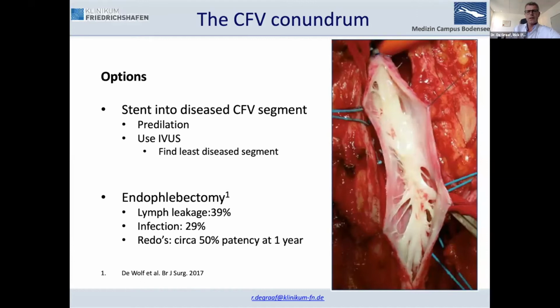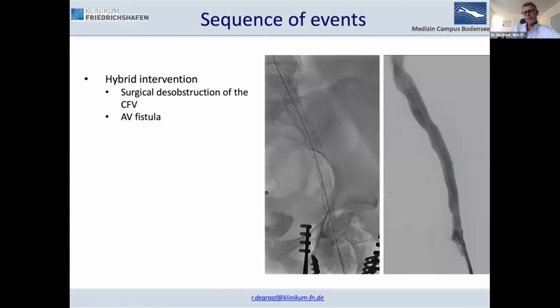What's interesting, maybe, but it definitely confirms my feelings about those procedures, is that they are definitely not without complications. So infection, lymph leakage, we already heard about that, but redos are very, very high, and 50% patency at 1 year, tops. And there's another issue: you need a lot of redos without a stent occlusion.